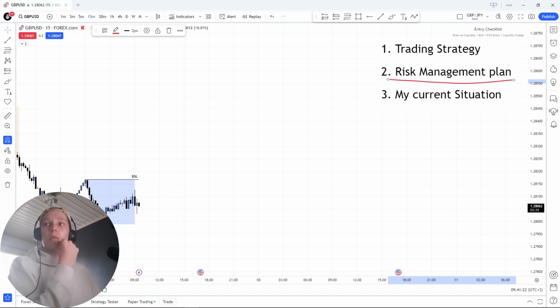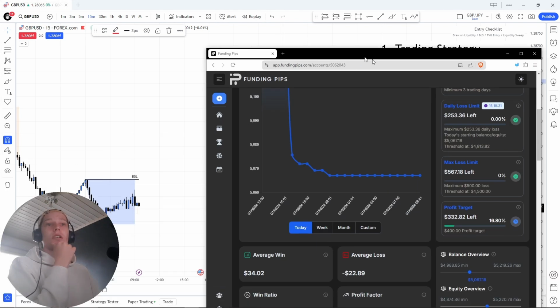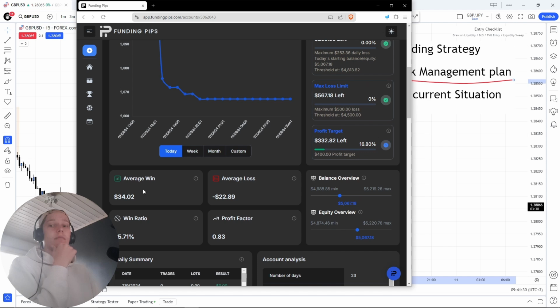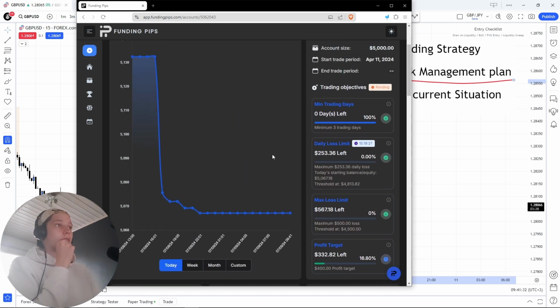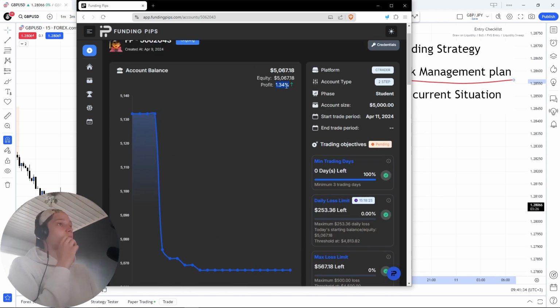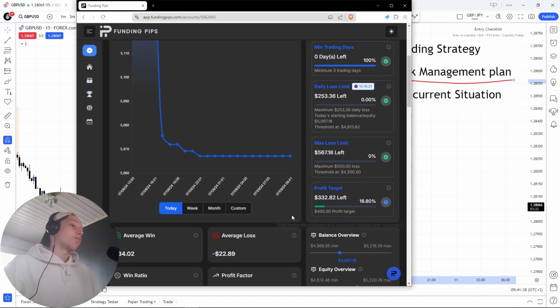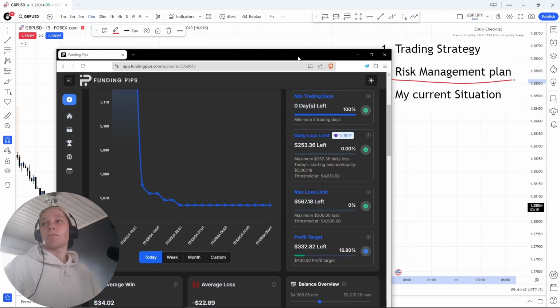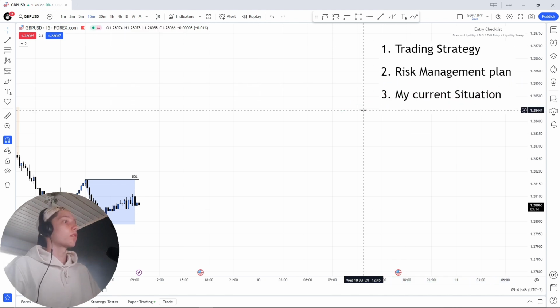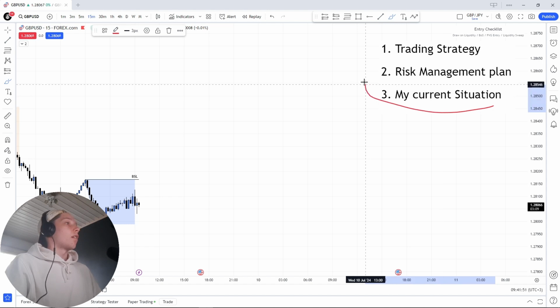I'm starting to risk 1% per trade, and maybe when we are 4% up, I can look at increasing my risk to 2%, and then I will be able to pass it with the next trade. Okay, that's what I will do.